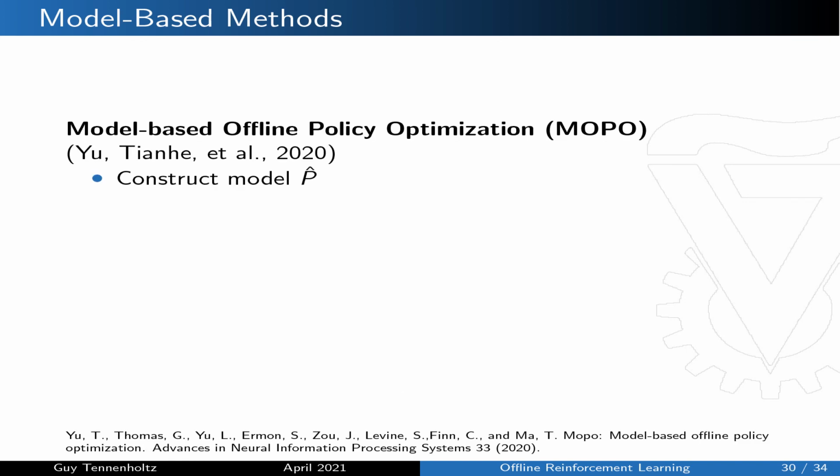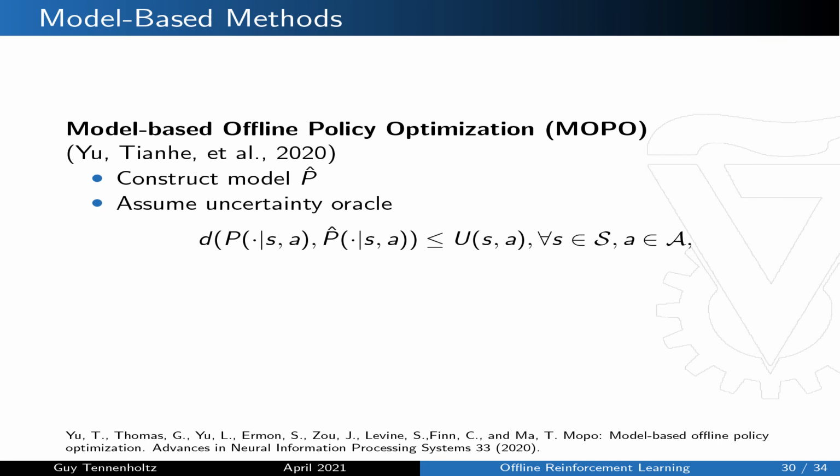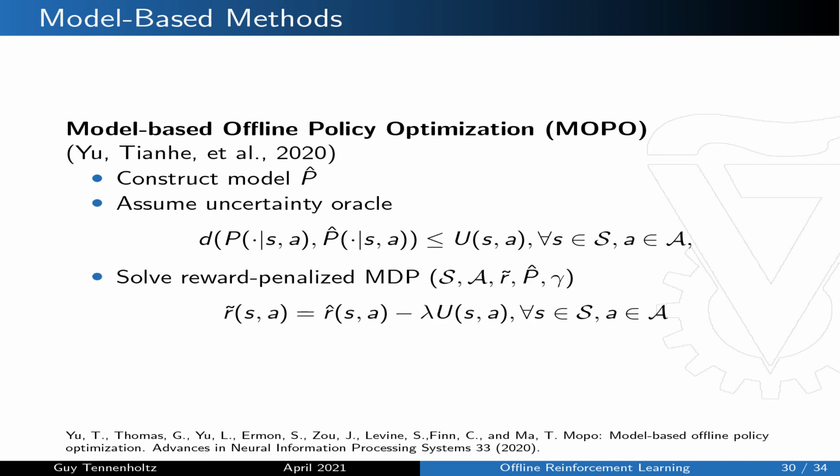Another way to do this is through an algorithm called MOPO. It basically does the same thing. It tries to construct a model of the world using our data, and assumes we have some kind of uncertainty metric over our model, meaning some measure of the error bound of our model. Having this, instead of terminating the episode and giving a negative reward, in each state and action MOPO simply subtracts the amount of uncertainty it has on the model. And this basically gives the same result.